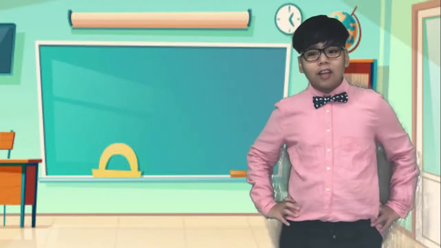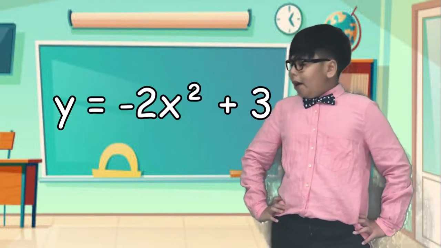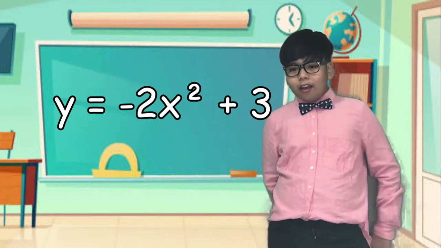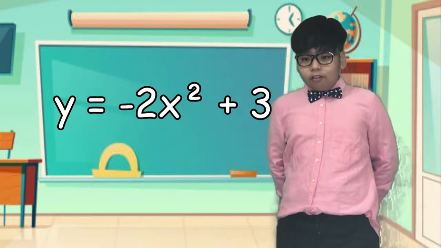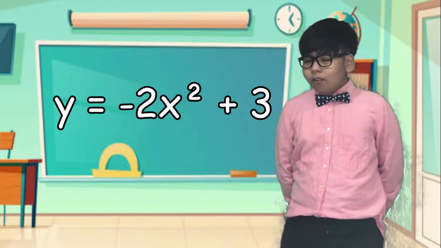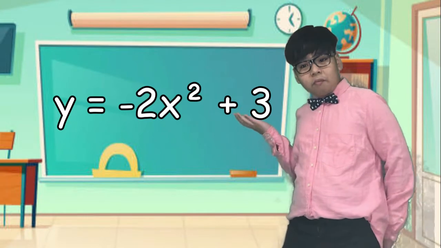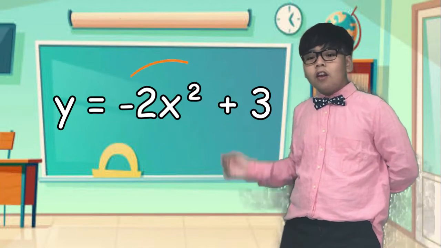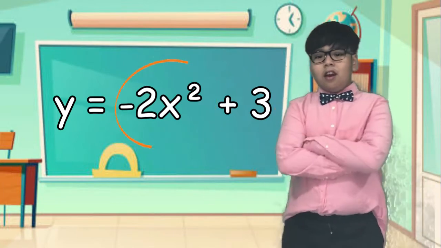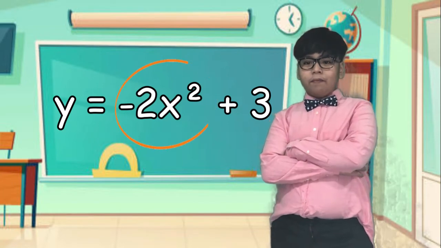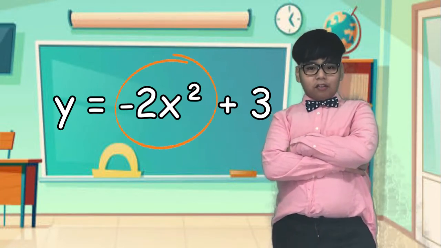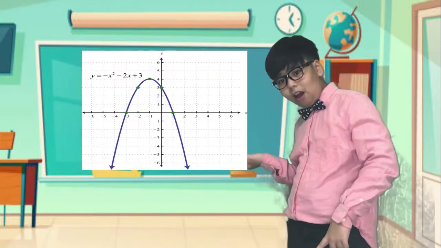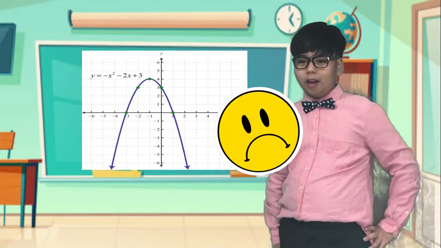Now, let's look at another example. y equals negative 2x squared plus 3. We have the highest degree for an x here, which is 2. Now, notice that this x squared term is negative. We have negative 2x squared. Well, that's okay. A negative in front of the x squared term just means that the graph of these quadratic functions will look like this. A downward-facing parabola or a frown-looking parabola.